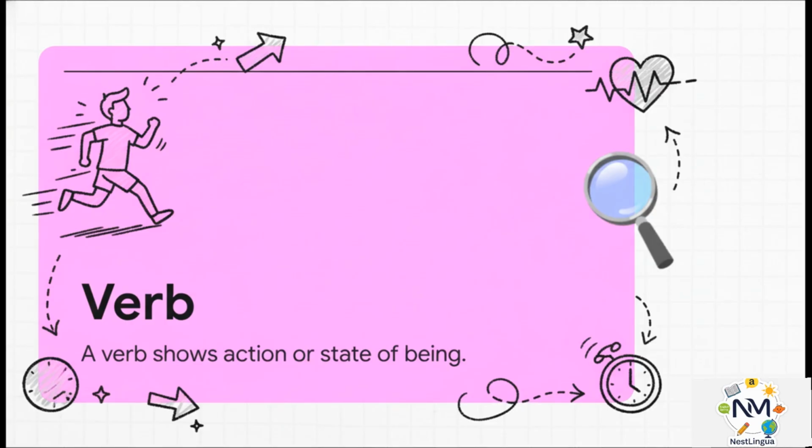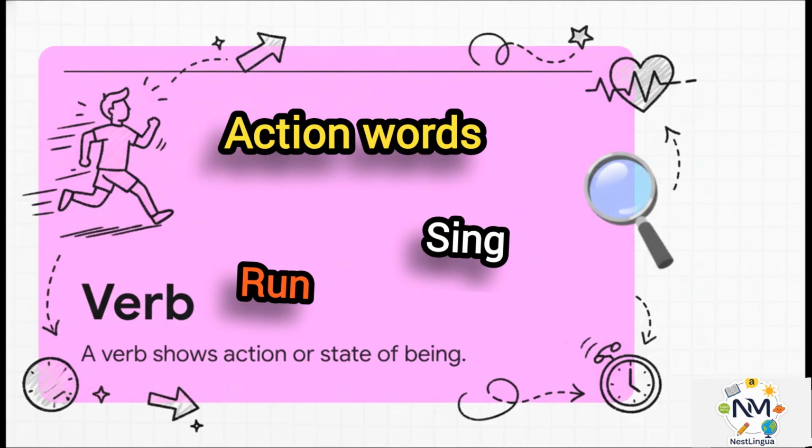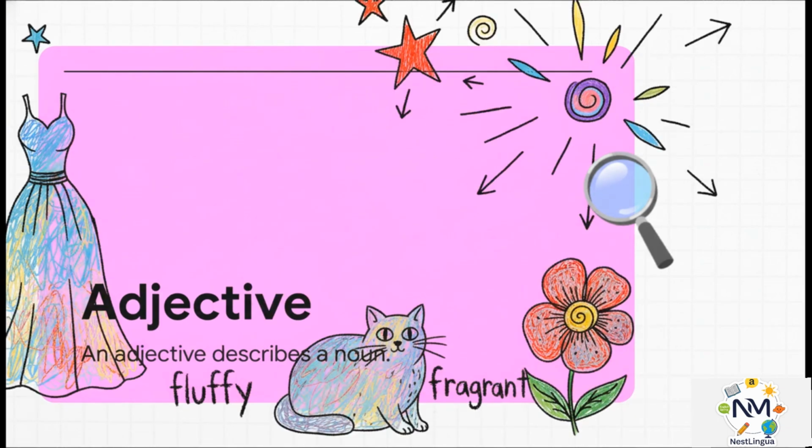Verbs are all about action or a state of being. These are the doing words, the words that make things happen. For instance, in she runs every morning, the word runs is what brings that whole sentence to life. Without it, nothing's happening. Let's talk about adjectives.